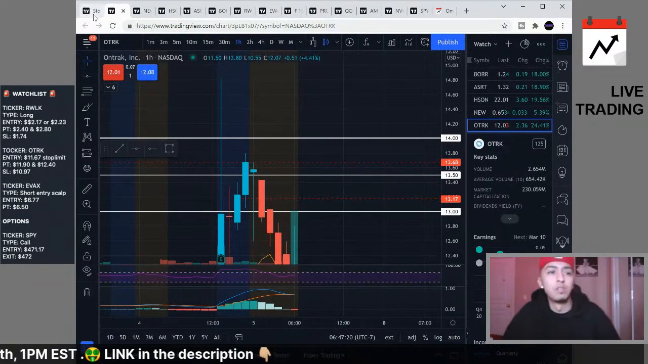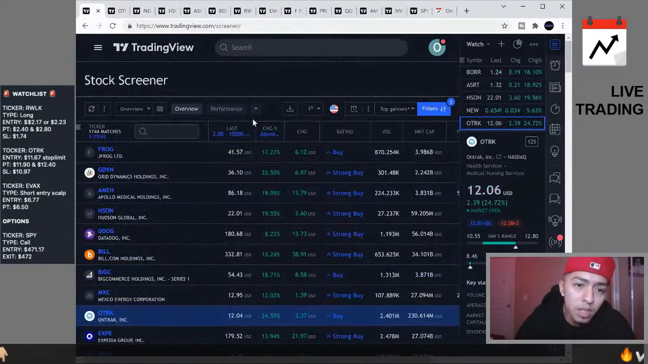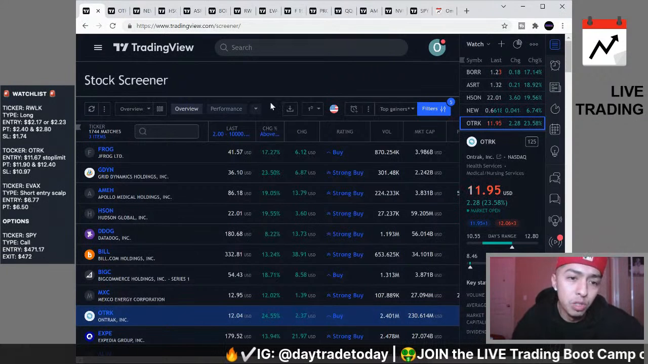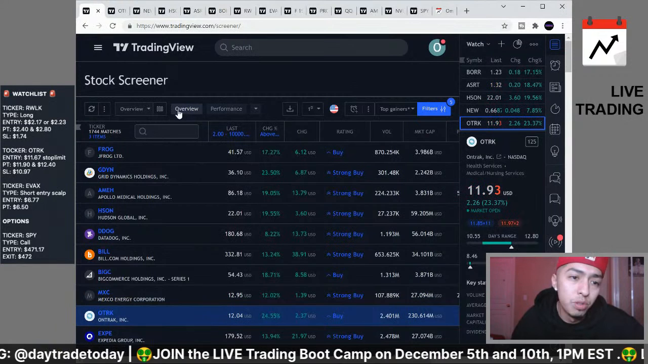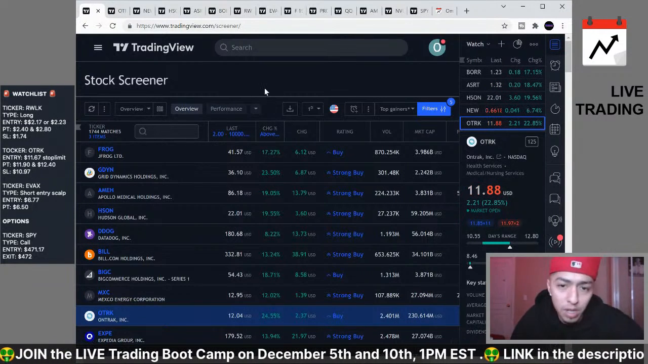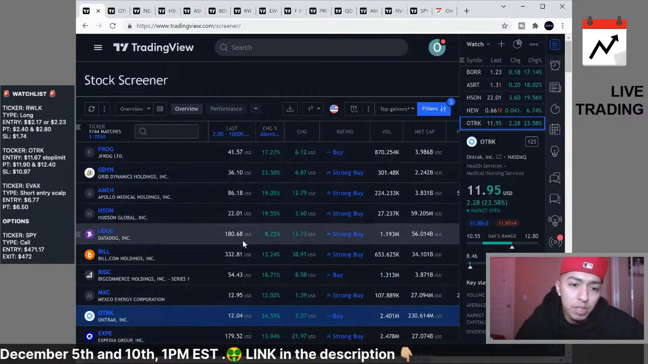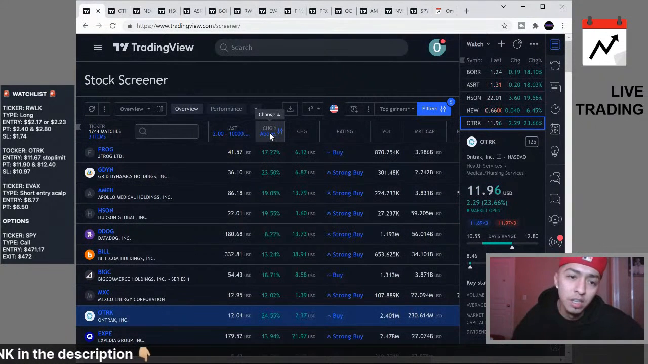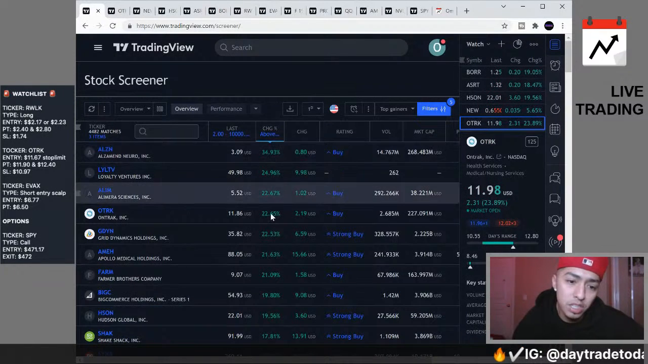Also, if you guys are wondering, how do I find these stocks with volume? When you go to the stock screener, depending on if you're in pre-market or during market, you would click the tab extended hours for pre-market, and then overview for when the market's open. Right now, since the market's open, I have mine on the overview tab. And normally the way I find tickers with the greatest percentage change is you click this tab, and it filters it from the highest percent change to the lowest.